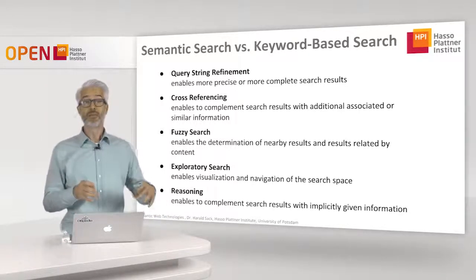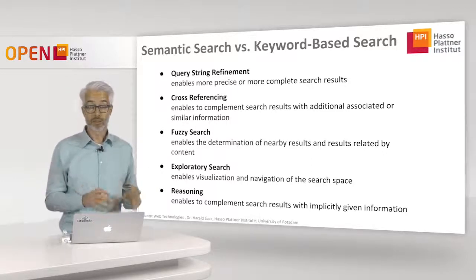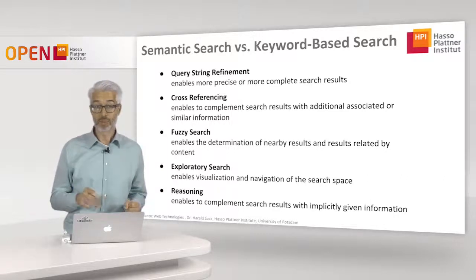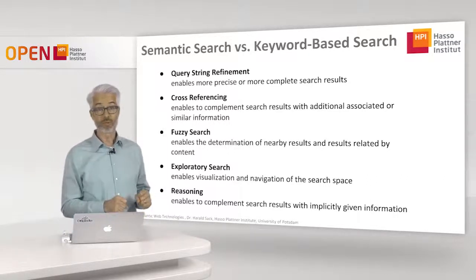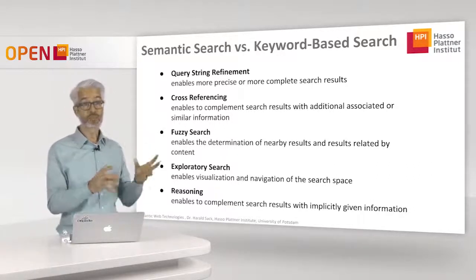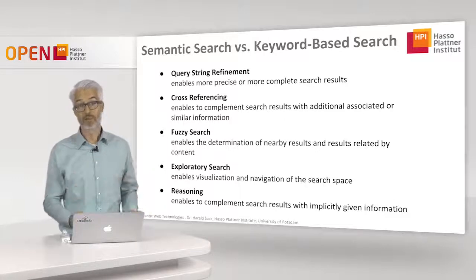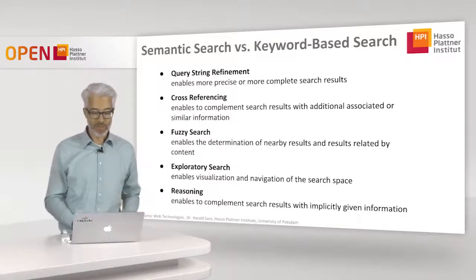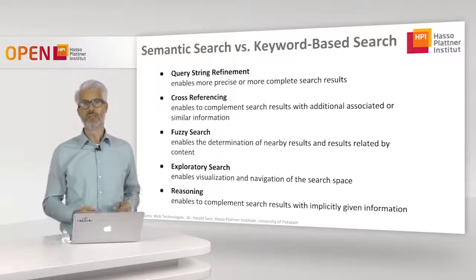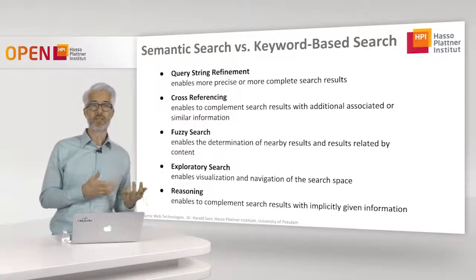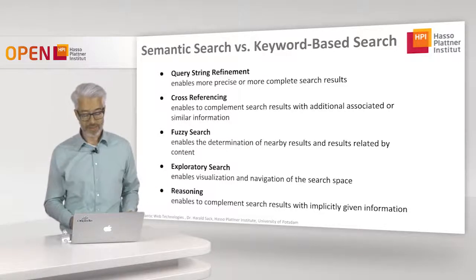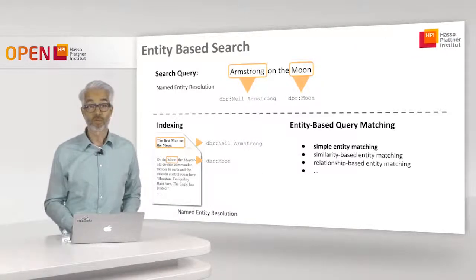And of course, you could use this information for reasoning, to complement existing search results with implicitly given information. This was the very last example with the Heisenberg we were talking about. For this, you have to establish a reasoning process which comes up with a correct solution, at least to complement your standard solution with that kind of solution. So these are all the areas or problems that can be addressed with the help of semantic technologies, and that of course are part of that semantic search process.